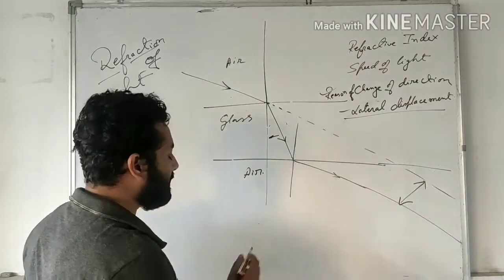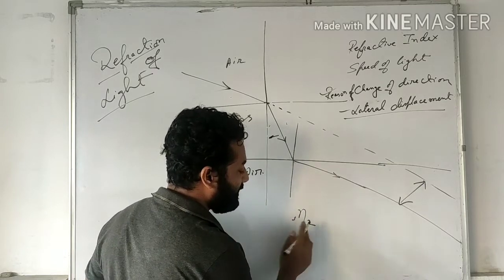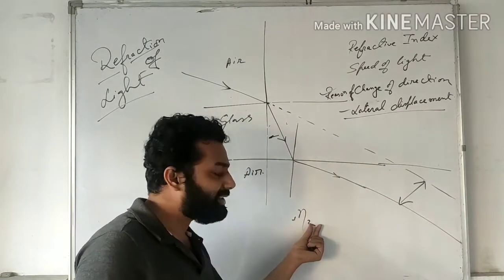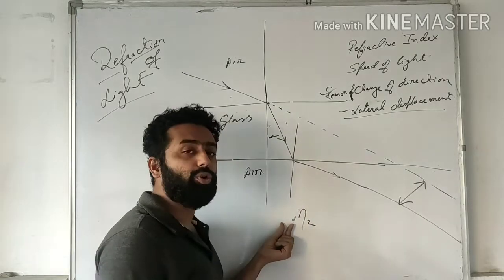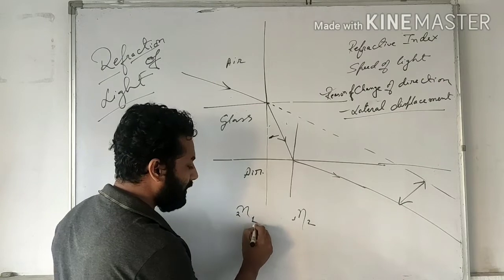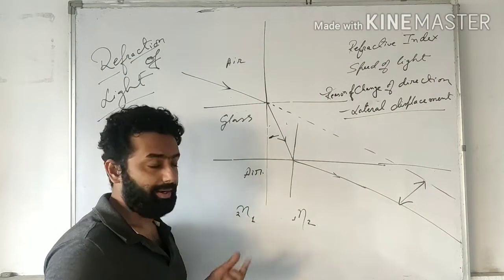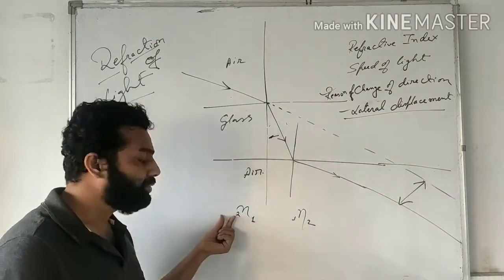So it is denoted by a symbol like this, where we write it 1 by 2. This means refractive index of the second medium with respect to 1. And if we write it like this, it means refractive index of 1 with respect to 2.